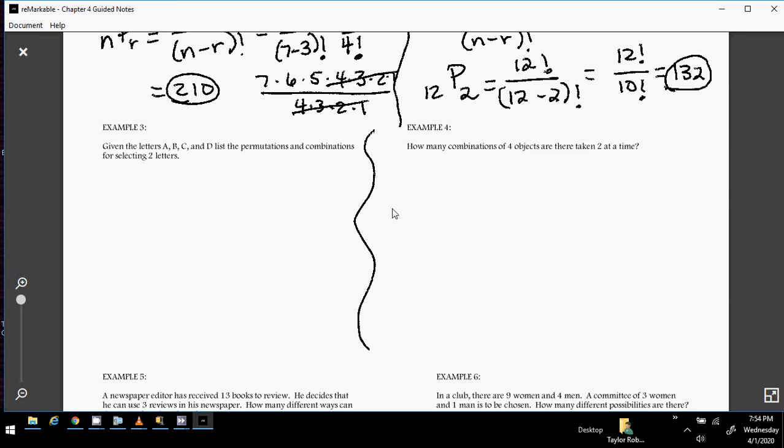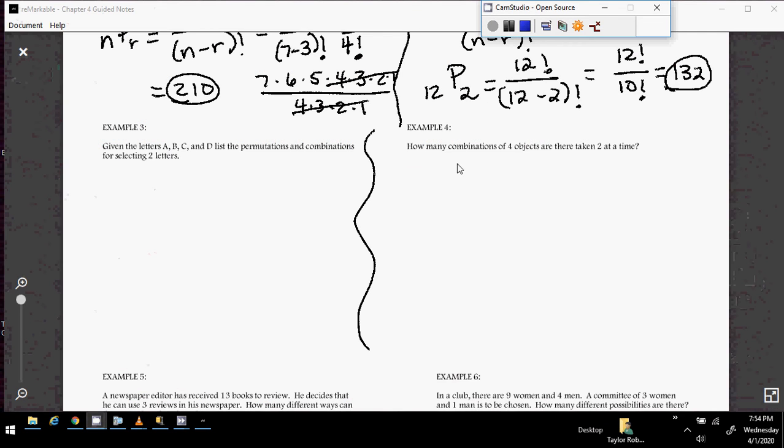How many combinations of 4 objects are there taken 2 at a time? Okay, so we have a total of 4 objects, and we are choosing 2. Now this one says combination, which means guess what? We're going to do a combination.